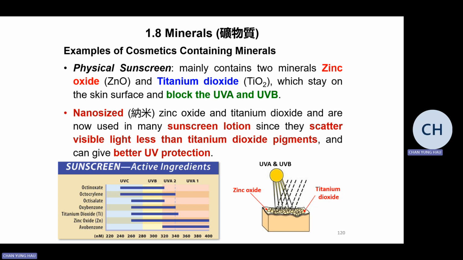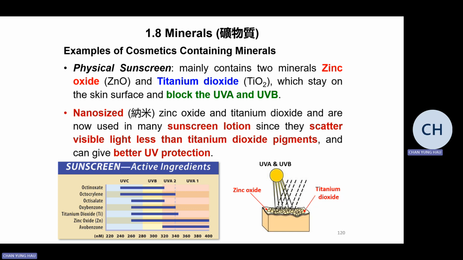So some examples of cosmetics that contain minerals, for example, the physical sunscreen, as I said before. There are two types of sunscreen, physical and chemical, right? Physical sunscreen consists of zinc oxide and or titanium dioxide. So it acts as a UV blocker. It can be used to block UVA and UVB. Okay, especially the UVA because the wavelength is longer.